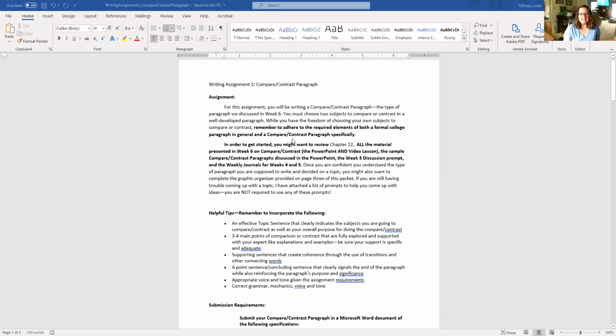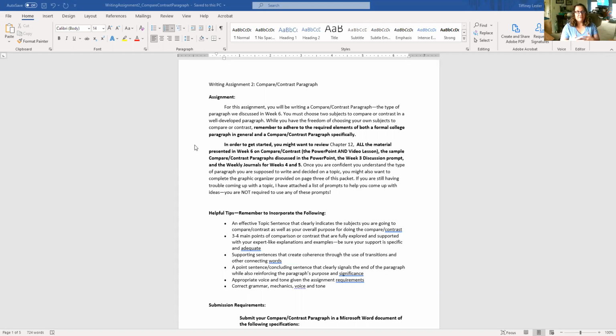Okay, so page 1 here of the assignment packet simply explains what you need to do for this assignment. So it says, for this assignment, you will be writing a compare-contrast paragraph, the type of paragraph we discussed in week 6. So you need to choose 2 subjects to compare or contrast in a well-developed paragraph. Again, just one single paragraph, not an essay. Essays come later, right? So one single paragraph in the style of compare and contrast, just like we learned this week in the week 6 module.